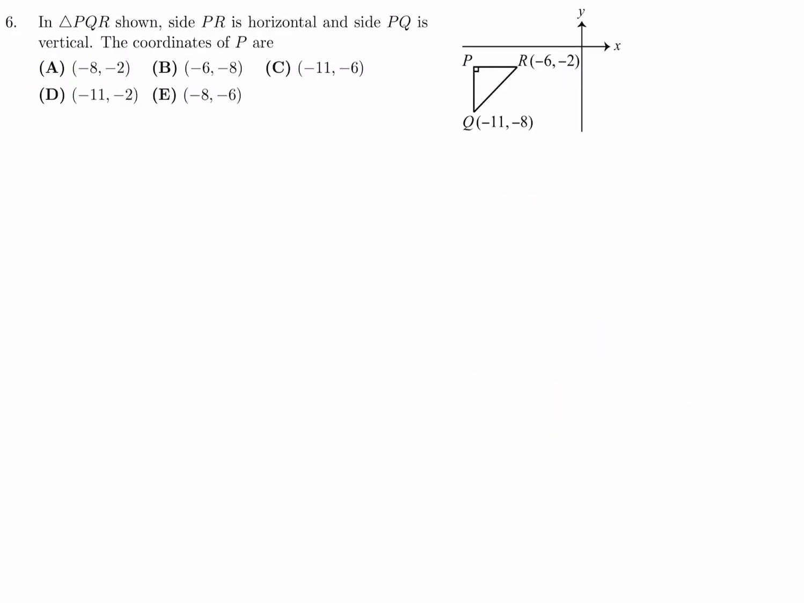In triangle PRQ, side PR is horizontal and side PQ is vertical, the coordinates of P are... Here's P. It's going to have some coordinates, an x coordinate and a y coordinate. Well, the x coordinate will be the same as the x coordinate of Q because we're not moving. That's what they mean by vertical. So that's negative 11 right there. The y coordinate of P will be the same as the y coordinate of R since we haven't moved. We've been horizontal. So that's negative 2. And therefore, the coordinates of P are negative 11, negative 2, and that is choice D.